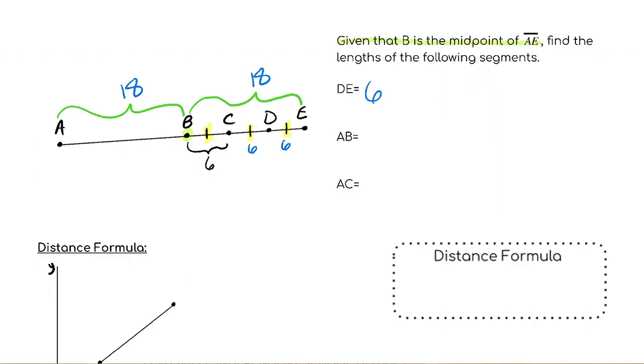DE is 6, AB is 18, and AC, well, AC would be made of AB plus BC, therefore segment addition postulate tells us we can add those two together. So 18 plus 6 would give me 24. So that is using segments and the ruler postulate and segment addition postulate. I'm going to do a separate video for the distance and midpoint formulas.